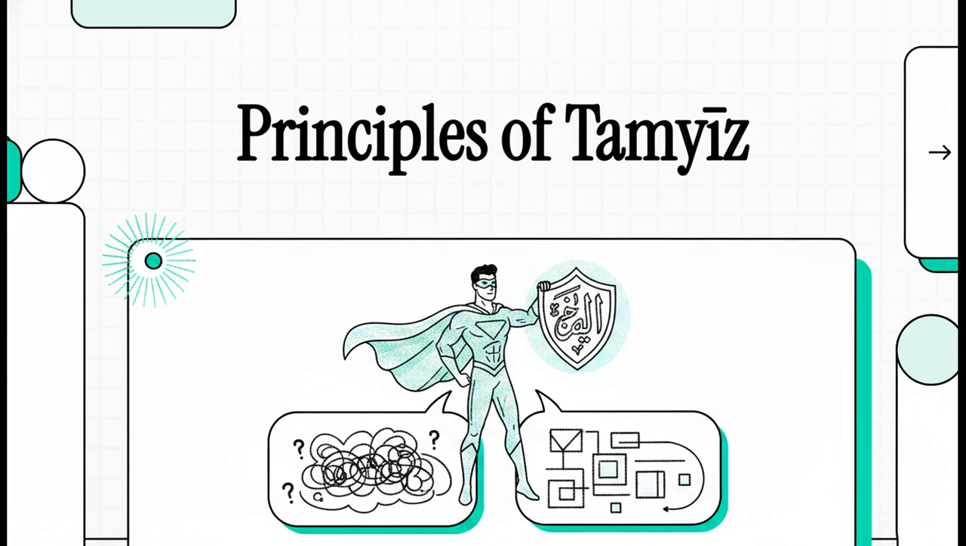Have you ever read or heard a sentence that just left you hanging? You know, a statement that felt mathematically complete, but logically totally empty? Well, classical Arabic grammar has a built-in superhero designed specifically to rescue sentences from that exact kind of ambiguity. Today's explainer is all about the principles of Tanyeez.